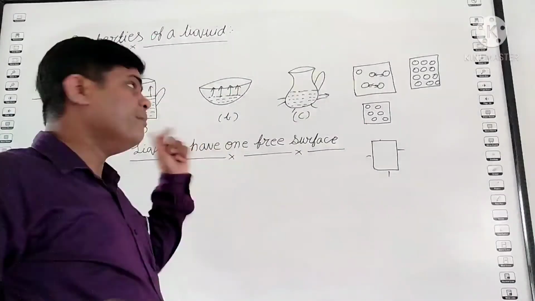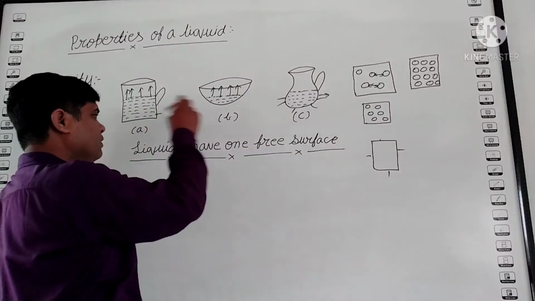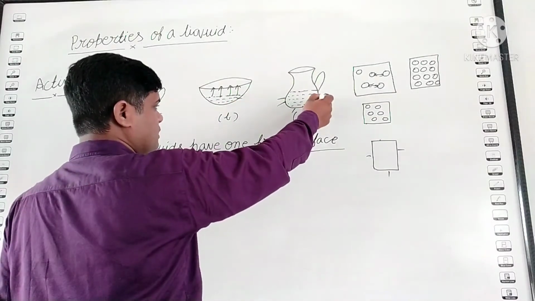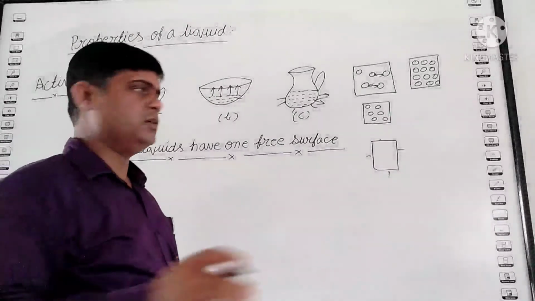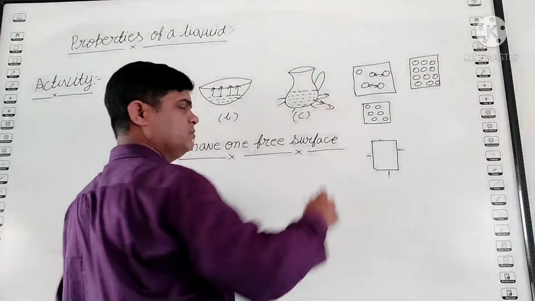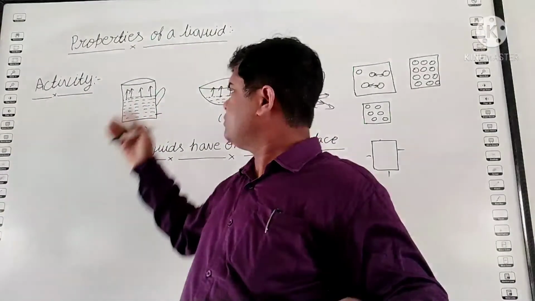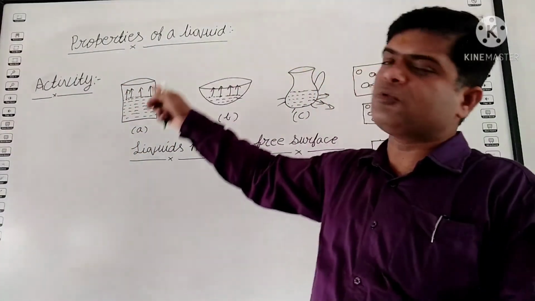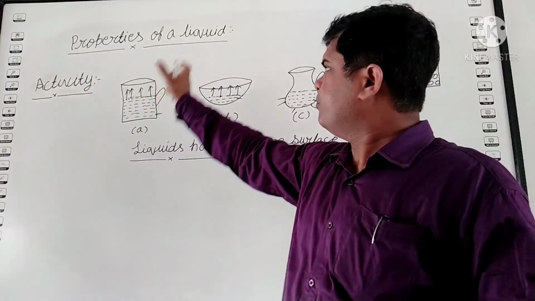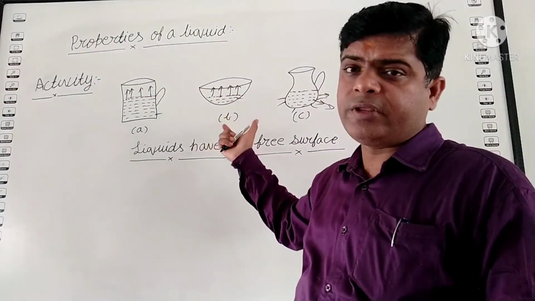Because if you make any hole in the cup or bowl or in the jug, the liquid starts coming outside. It can be released from the jug. Yes or no? So student, with the help of this activity, we easily prove that liquids have only 1 free surface.